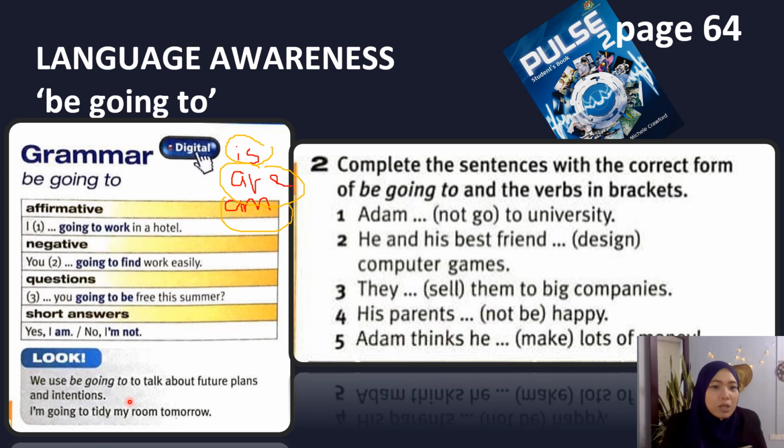Okay, in the future. For example, I'm going to tidy my room tomorrow. So you have planned tomorrow in the future. It is not happening yet. You want to tidy your room. So you cancel any other programs. Alright, so I am going to tidy my room tomorrow. Okay, this is planned already, and you have the intention to do it.